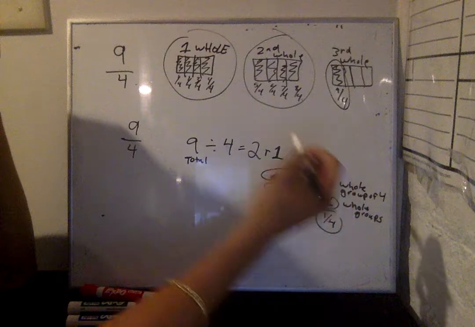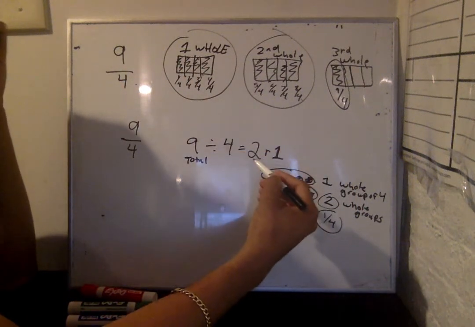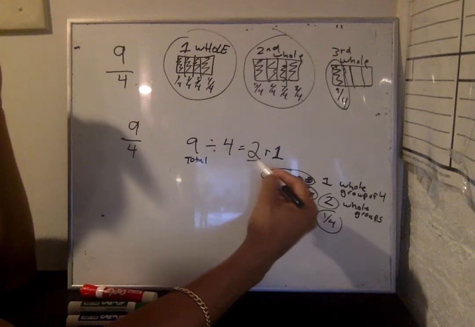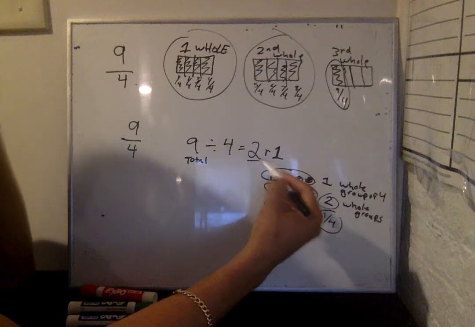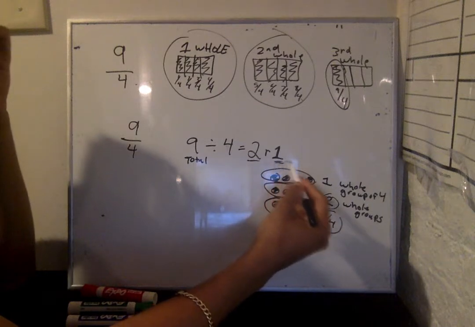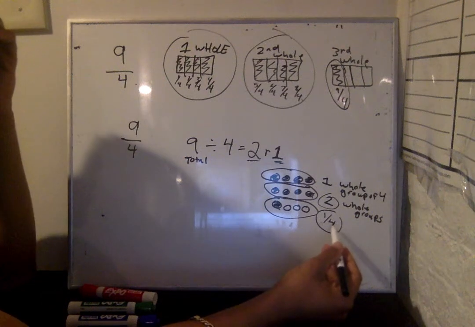So, as you see, improper fractions, when you turn it into division, you'll most times, not all the time, but most of the times, you'll get an answer with a remainder. If it has a remainder, that means that it's a fraction left when you draw it out.